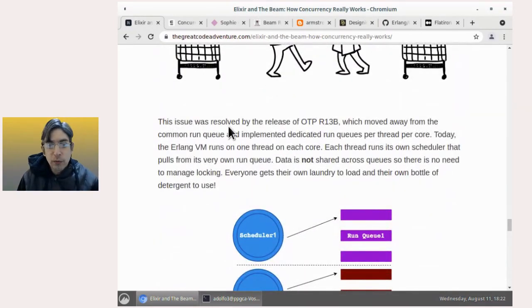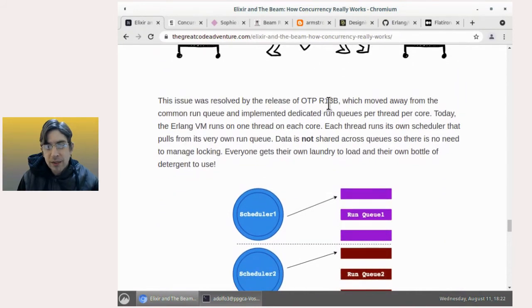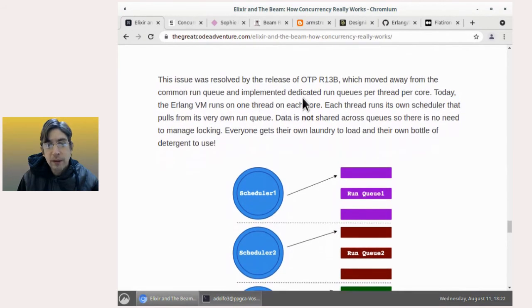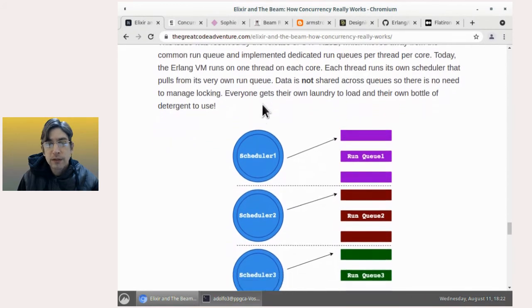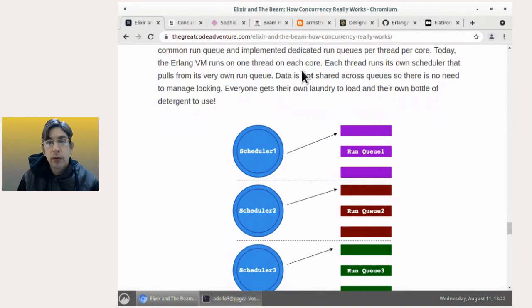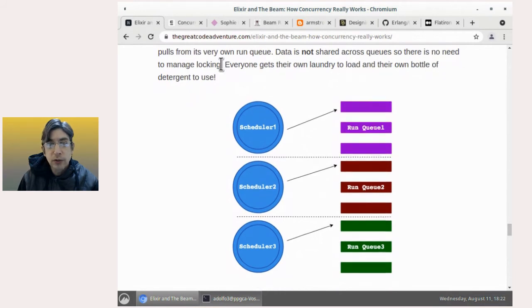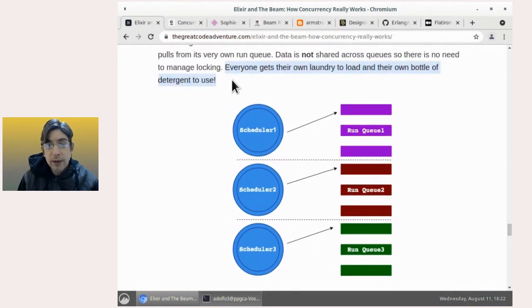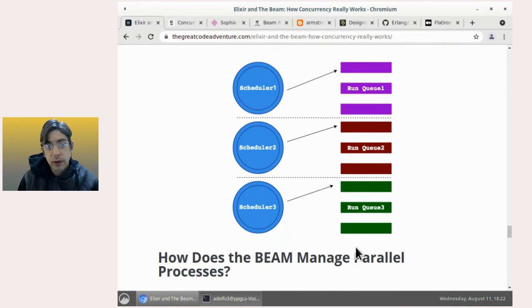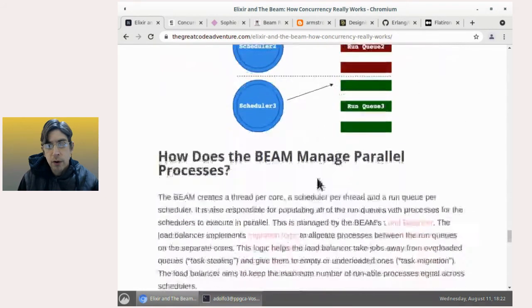This issue was resolved by the release of OTP release R13B, which moved away from the common run queue and implemented dedicated run queues per thread per core. Today, the Erlang VM runs on one thread on each core. Each thread runs its own scheduler that pulls from its very own run queue. Data is not shared across queues, so there is no need to manage locking. Everyone gets their own laundry to load and their own bottle of detergent to use.